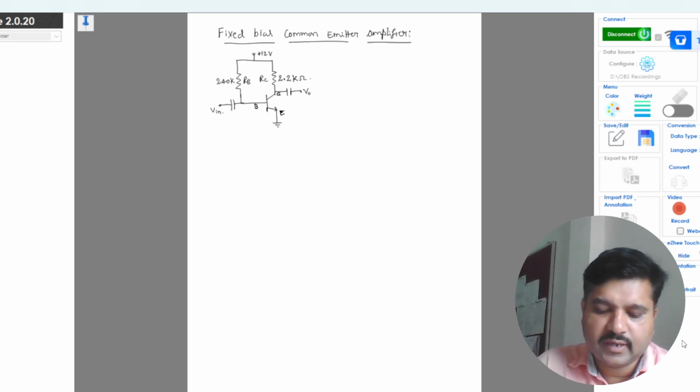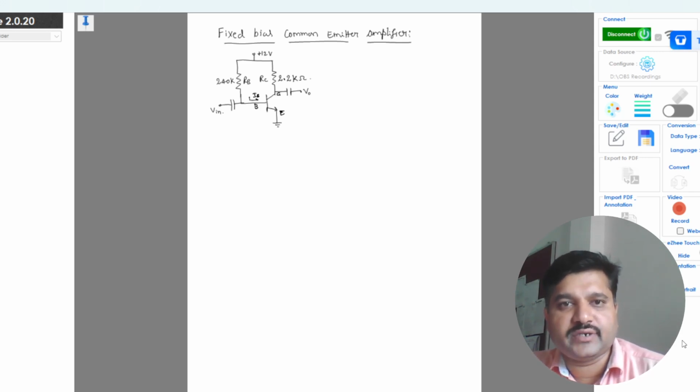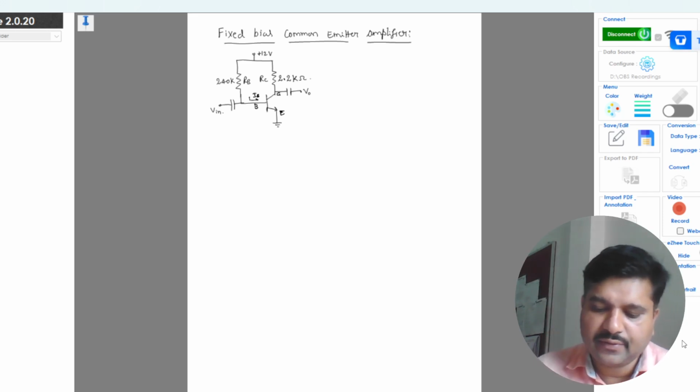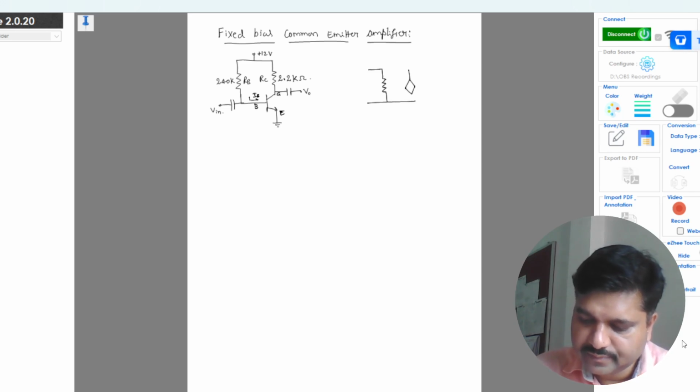This is fixed bias because you are drawing a fixed amount of current from the resistance RB by a fixed voltage. To do the small signal model of this, first we will have to represent it as a two-port network. So now I will draw the small signal model of the transistor.